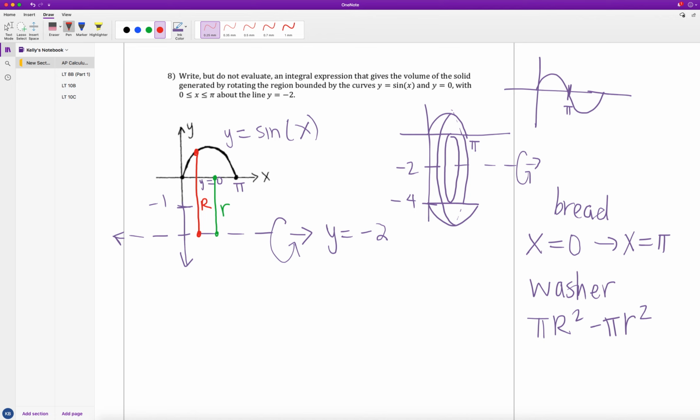Why don't you guys pause the video right now and decide what those two equations are for your big radius and your little radius.